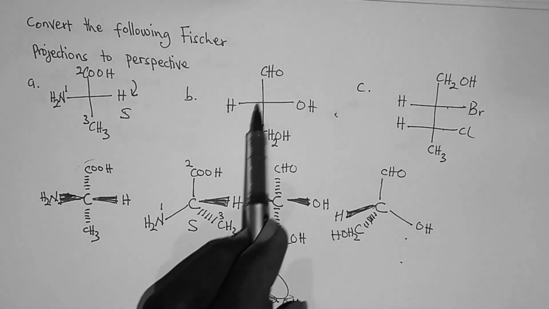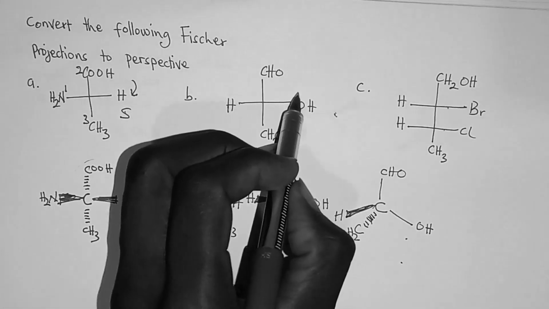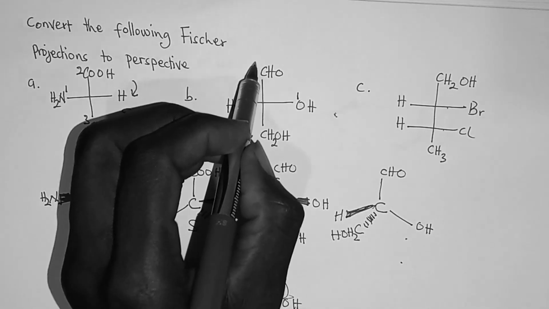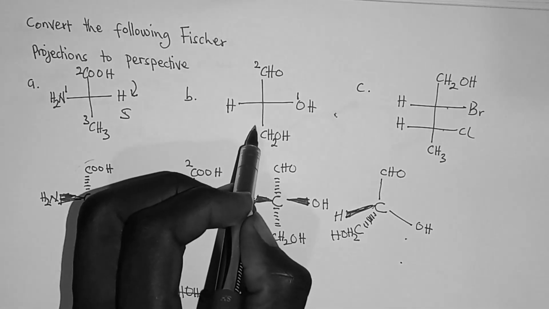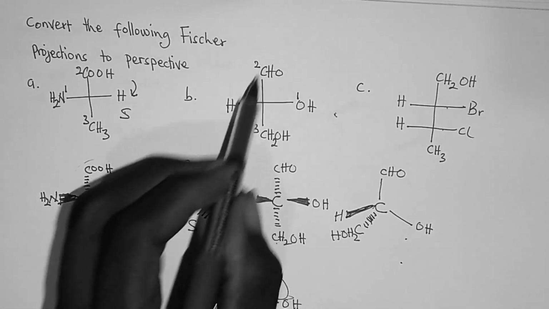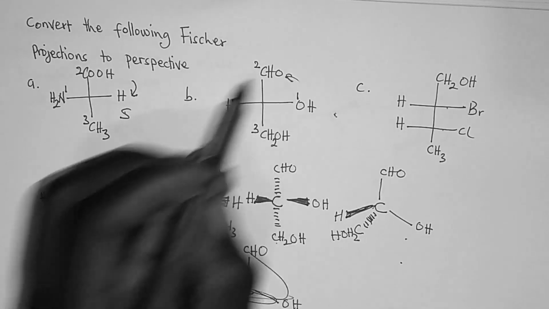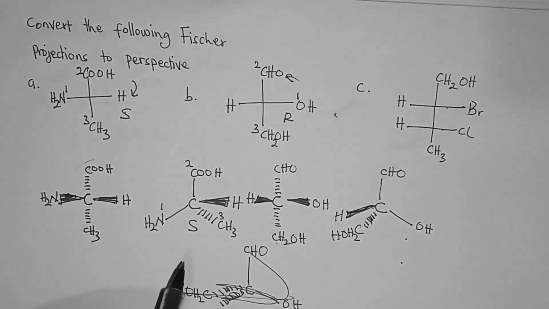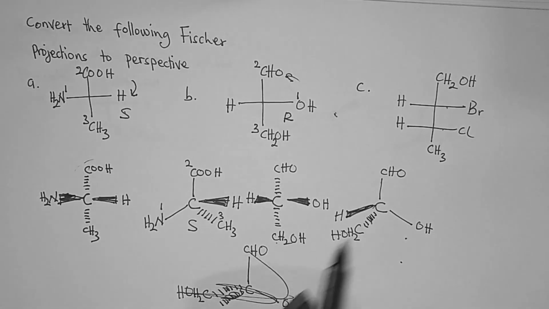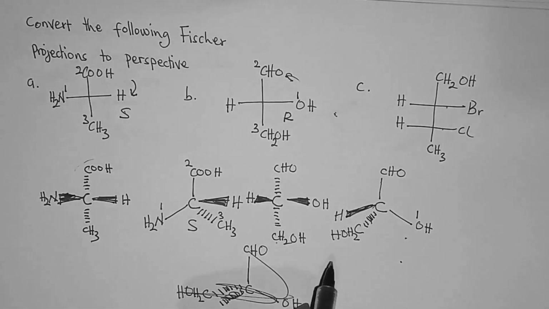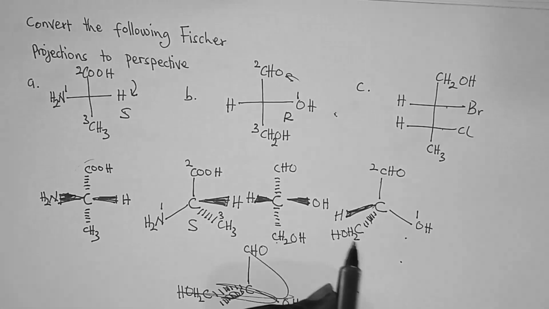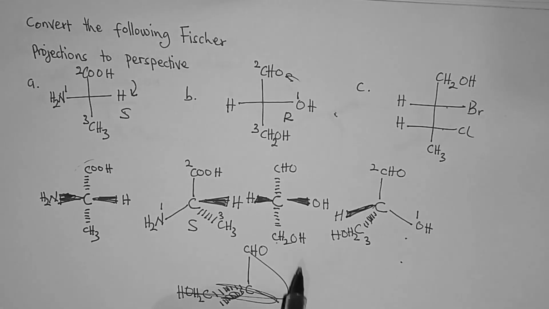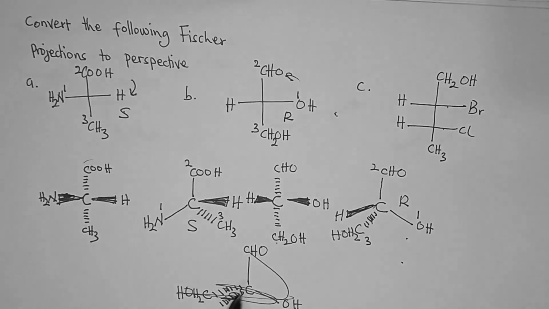Now let's determine the configuration of this molecule. This is 1, and then we have this as 2, and then this is 3. So it is going 1, 2, 3. It is going in the anti-clockwise direction, but the proton is pointing towards us, and therefore this is an R configuration. Let's determine the configuration here. This is 1, this is 2, and then this is 3. So it is going in the anti-clockwise direction, but the proton is pointing towards us. So this is also an R configuration.